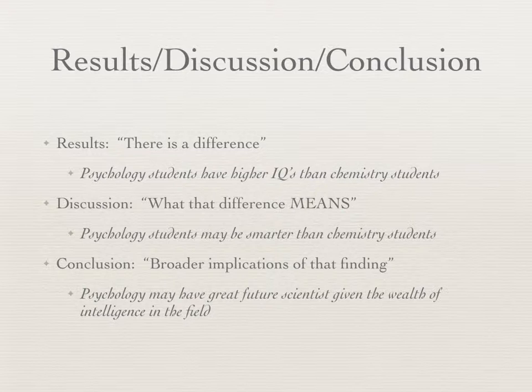Psychology may have great future scientists given the wealth of intelligence in the field. So again, you can see that we start out very, very narrow. We're just talking about IQ scores. There's a difference in IQ scores. And then we get more broad with the discussion that we're talking about intelligence, and we get more broad with the conclusion. We talk about future science implications.